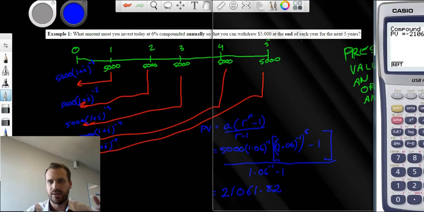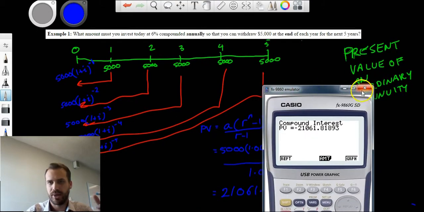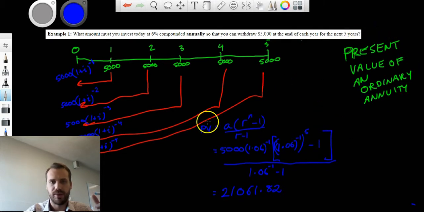Now, this is a little more complicated than our past stuff. Just when you're doing this stuff, remember that the A value is not going to be 5,000. You need to adjust it and take it back by 1 plus I to the negative 1. And then the rest of that stuff is going to be this weird ratio here. Practice, practice, practice. Talk to me if you're having trouble with it. There are some little tricks that I haven't put in the video here that I can talk to you about in class. Thank you very much.